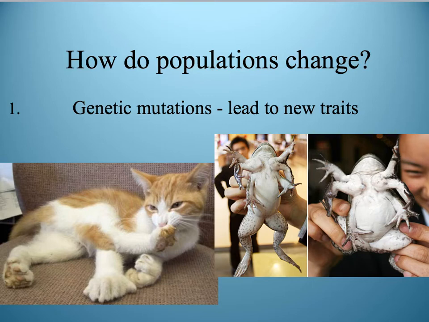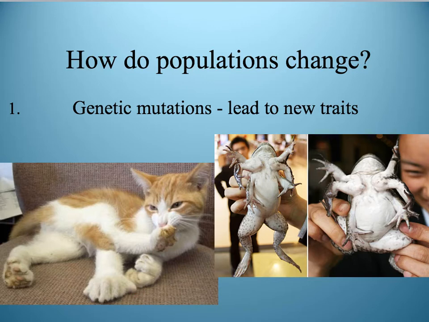However, on rare occasions, these genetic mutations come out in different traits, such as this cat here has a funky genetic marker that enabled them to be born with many different toes compared to a typical cat, or this frog here that survived despite being born with some extra limbs there.